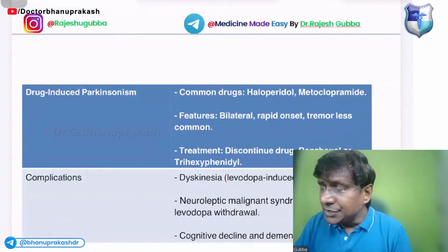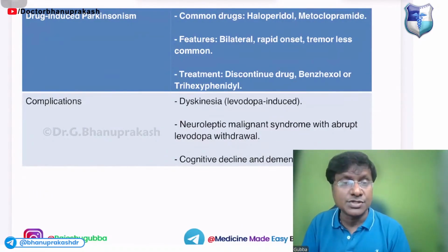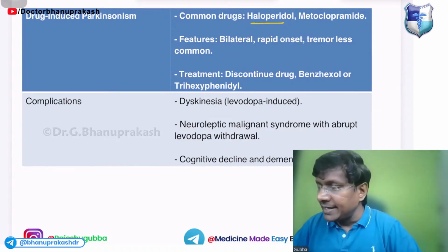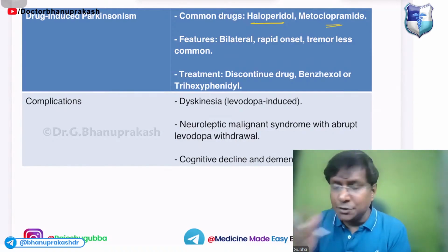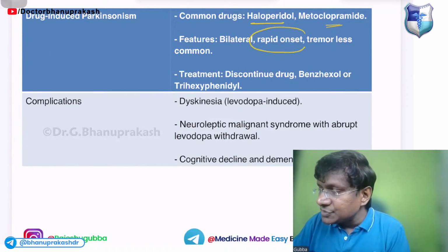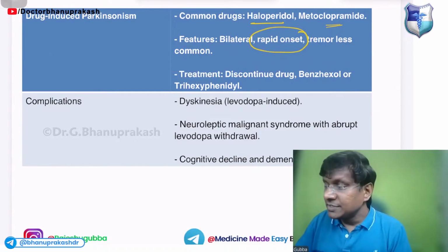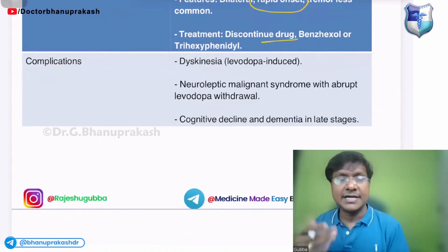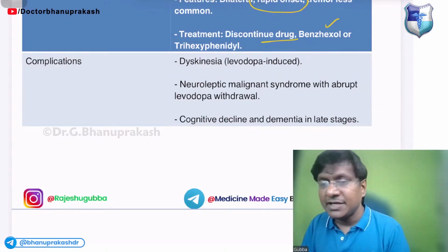Now, you have drug-induced Parkinsonism, which is the most common form of Parkinsonism, caused by haloperidol. Common drugs include haloperidol as well as metoclopramide. In these patients the clinical manifestation will be rapid in onset and tremors are less common. The treatment is to discontinue whatever drug is causing Parkinsonism. And for drug-induced Parkinsonism, the drugs that we give are benzhexol or trihexyphenidyl.